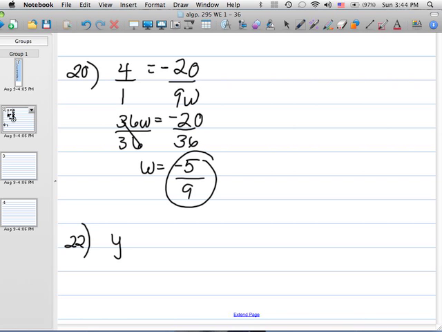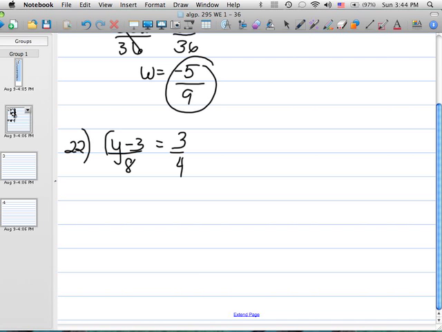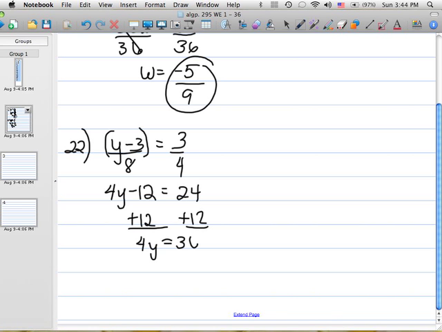22, we have the binomial y minus 3 over 8 equals 3/4. Cross products, remember to use FOIL here. 4 times y is 4y. 4 times negative 3 is negative 12. 8 times 3 is 24. Two-step problem. Add 12 to both sides. We get 4y equals 36. Divide by 4, and y is 9.